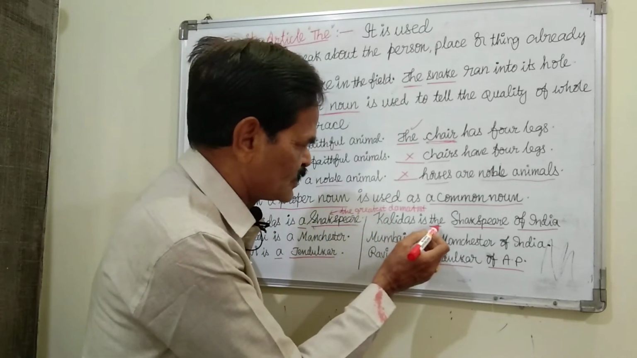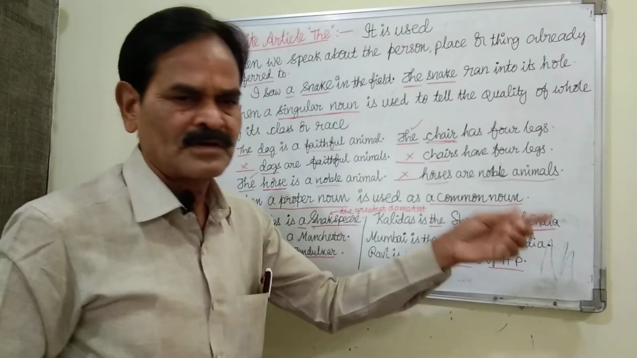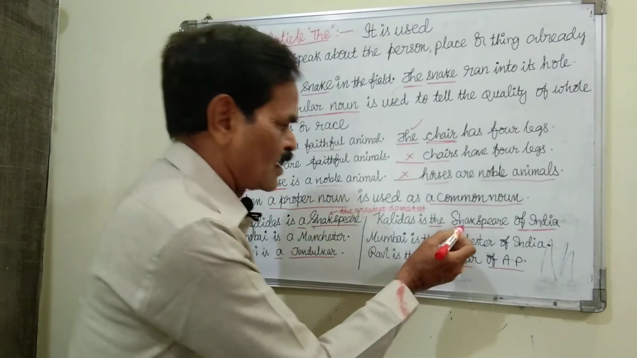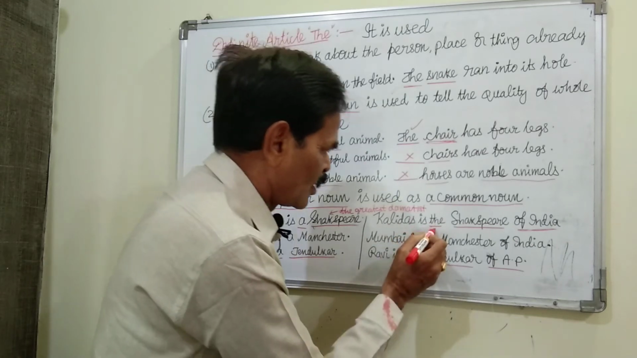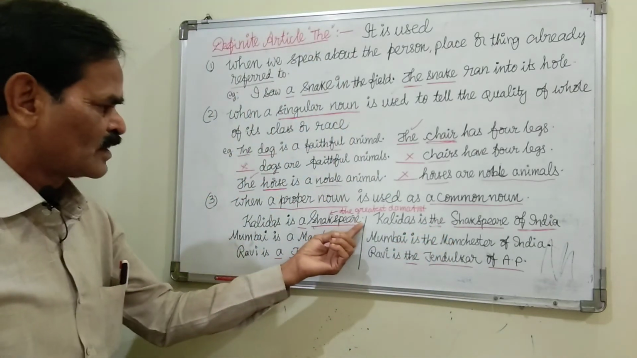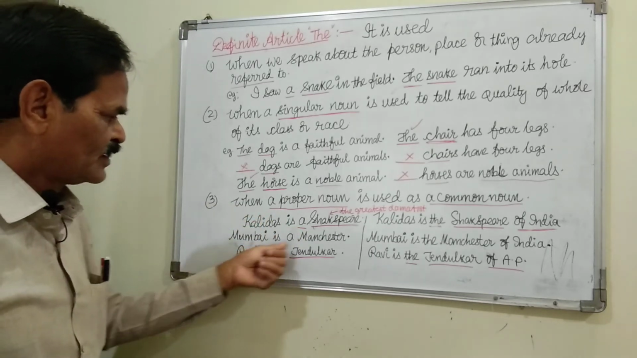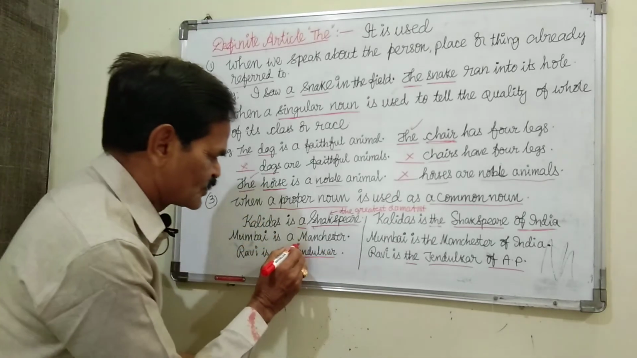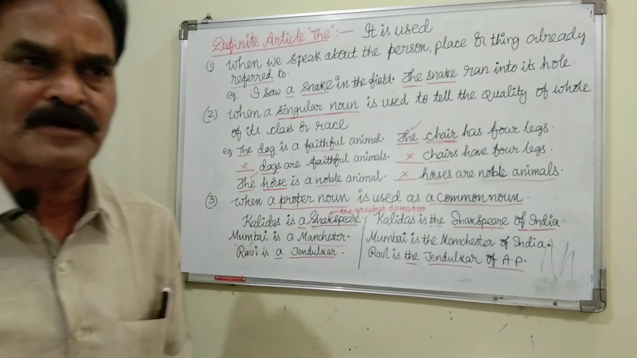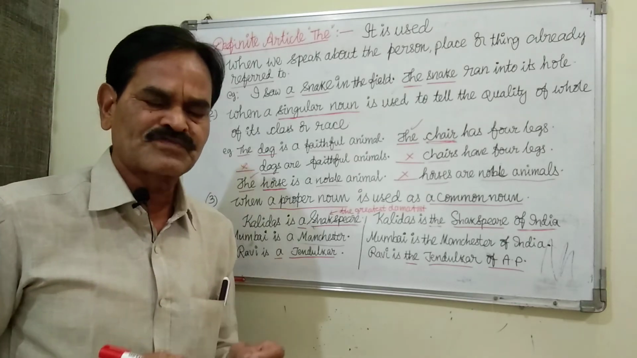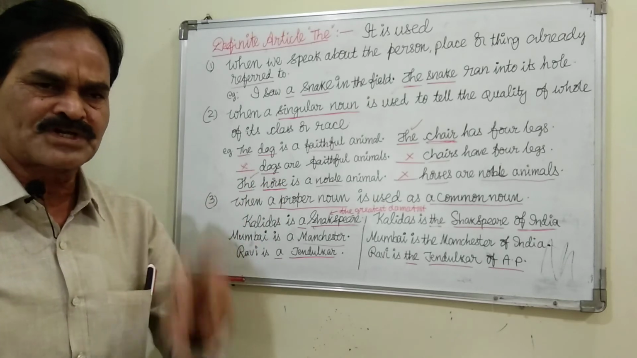But if we say Kalidas is the Shakespeare of India, or of the world, in that way, after Shakespeare, if of and a place comes, then we have to use the. If of and a place is not there, we have to use a or an. Mumbai is a Manchester. Manchester is one of the cities in England which is very famous for textile business. Mumbai is also famous for textile business.